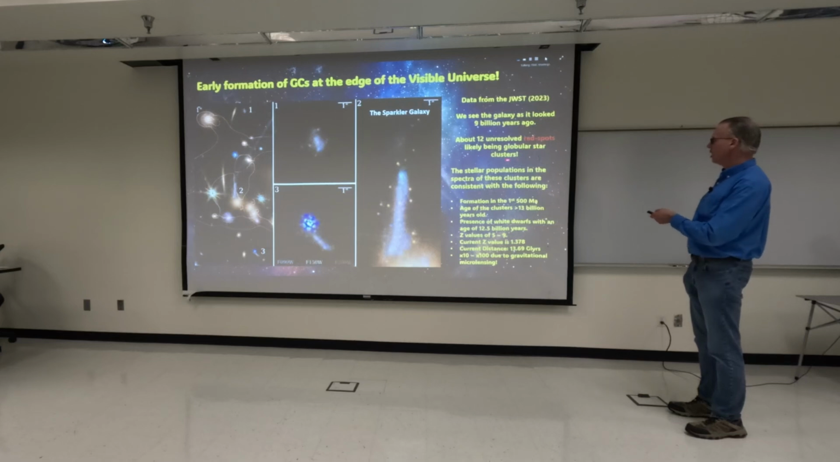So there are 12 unresolved red spots. We see it as it looked about 9 billion years ago. Formation was in the first 500 million years. The age of the clusters is 13 billion years old. That would put it at a distance of 13.69 gigalight years.